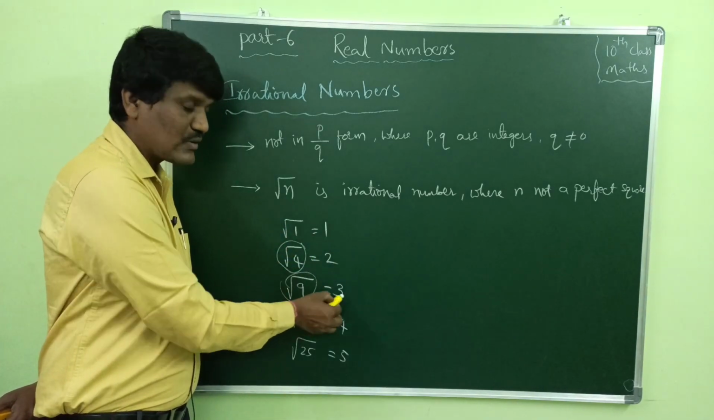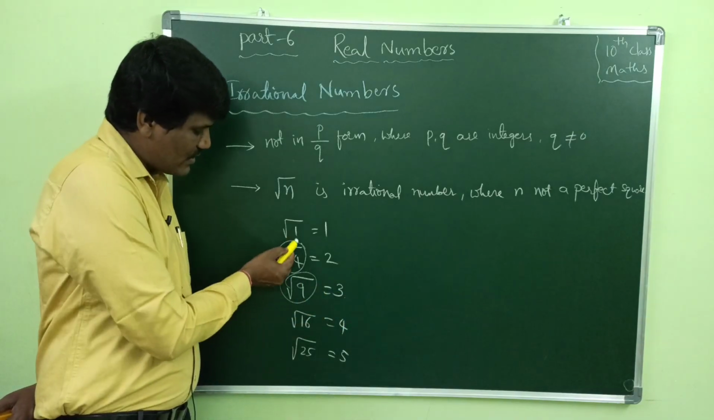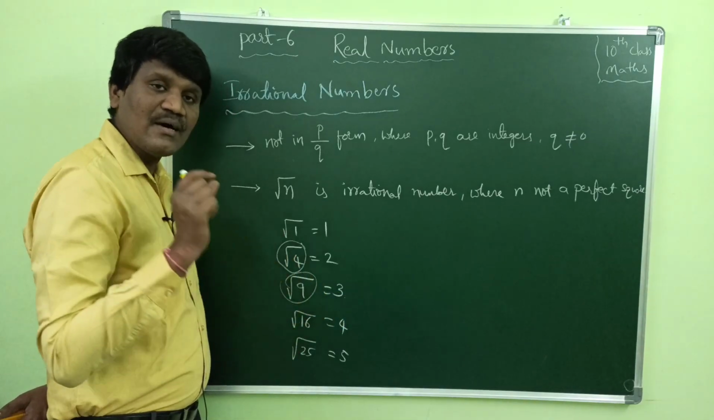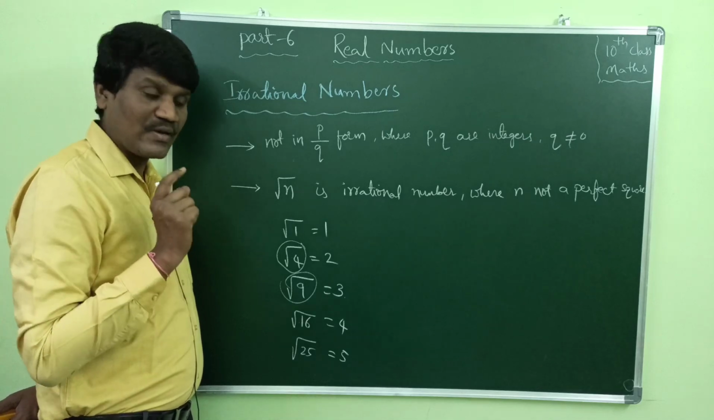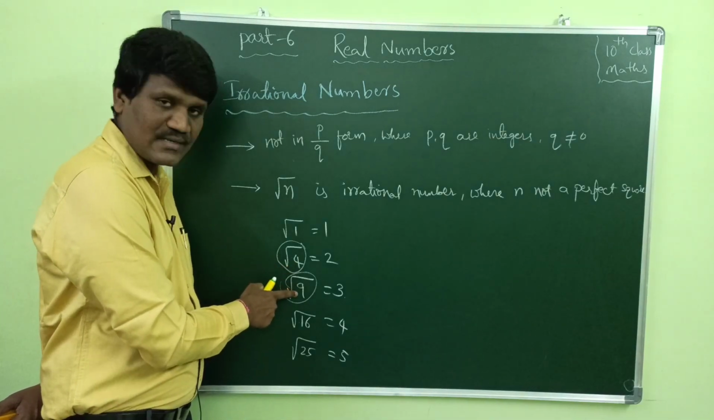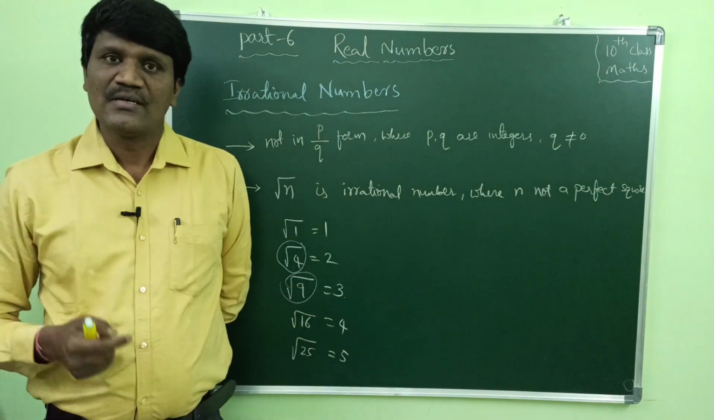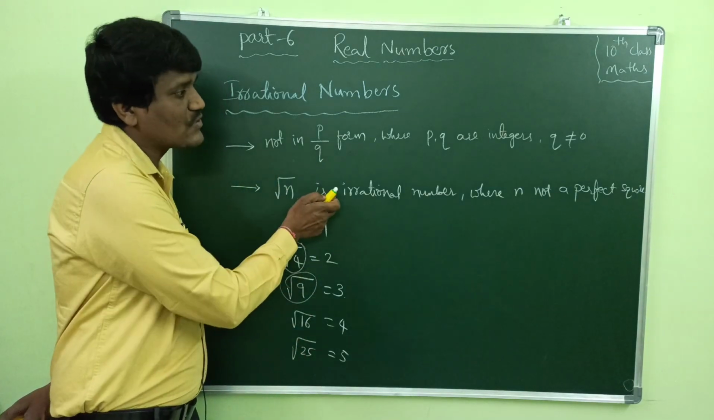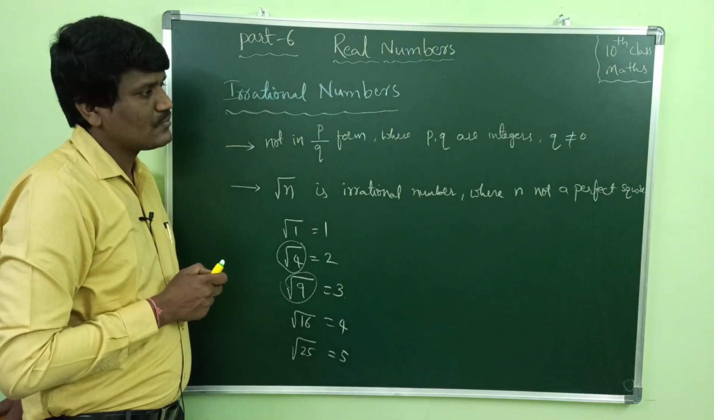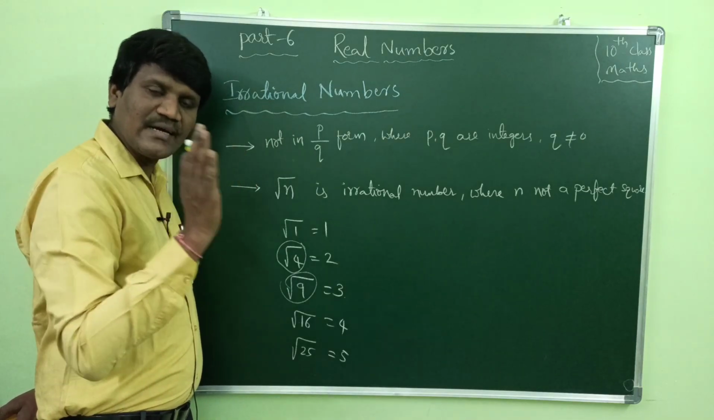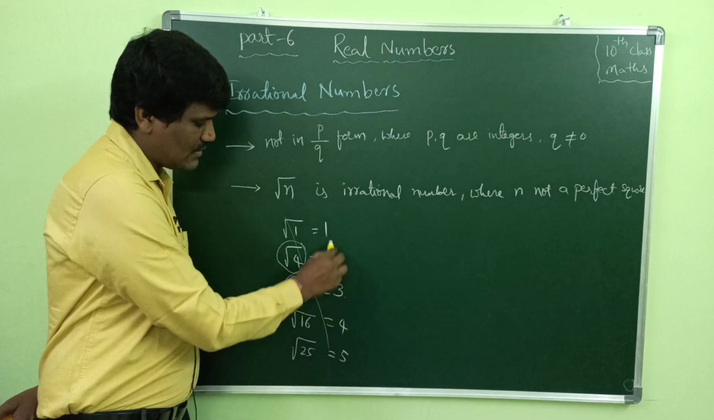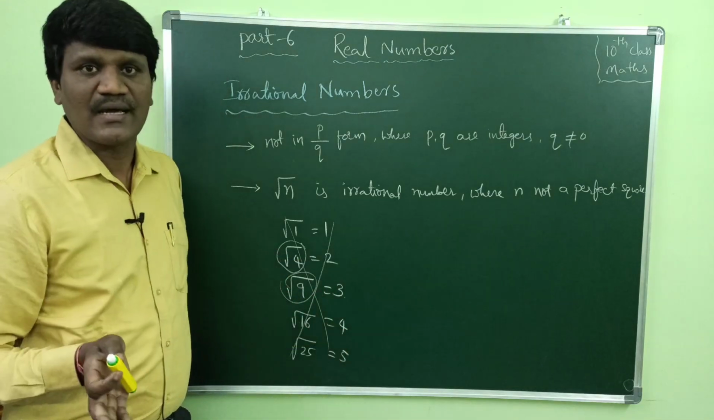Root 9 is equal to 3. So because 1, 4, 9, 16, 25 are the perfect squares, we can write 4 as 2 square, 9 as 3 square, 16 as 4 square and 25 as 5 square. So the numbers which are not perfect squares are called irrational numbers. So these are all rational numbers, not irrational numbers.